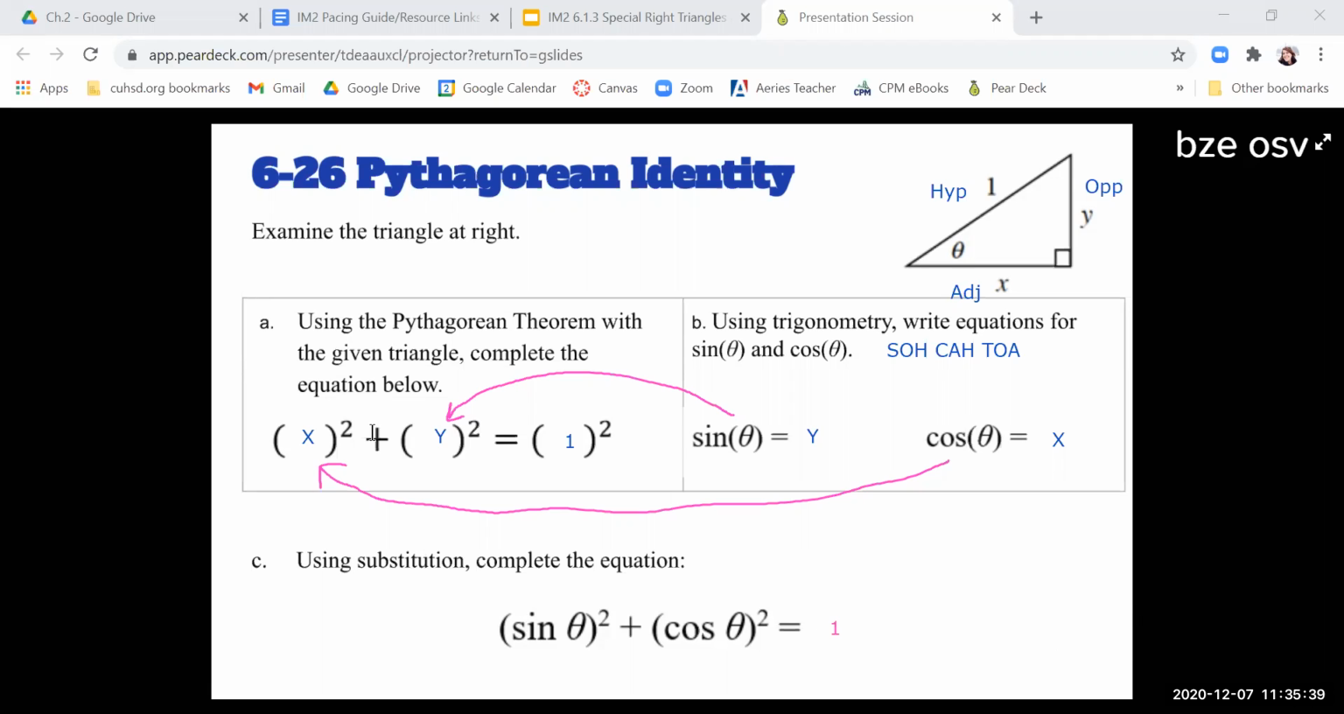So this thing right here, sine theta squared plus cosine theta squared, is actually a very special rule in trigonometry. We knew the Pythagorean theorem. We knew how to find sine and cosine. Because sine theta is equal to y, we plug it in for y here. Because cosine theta is equal to x, we plug it in for x here. And that gives us an equation of cosine squared plus sine squared equals 1 squared. And in this case, that means it's equal to 1.